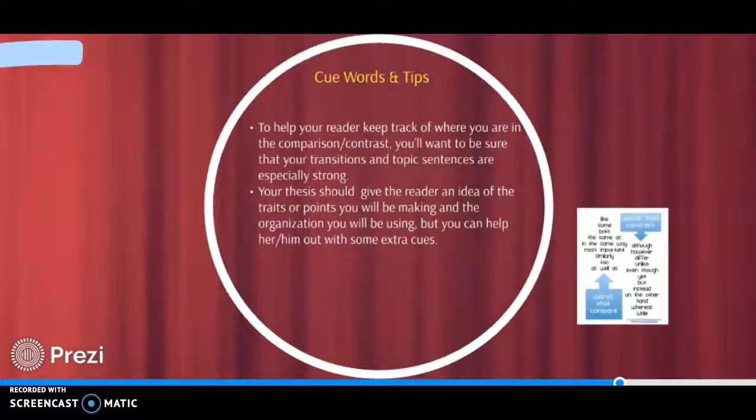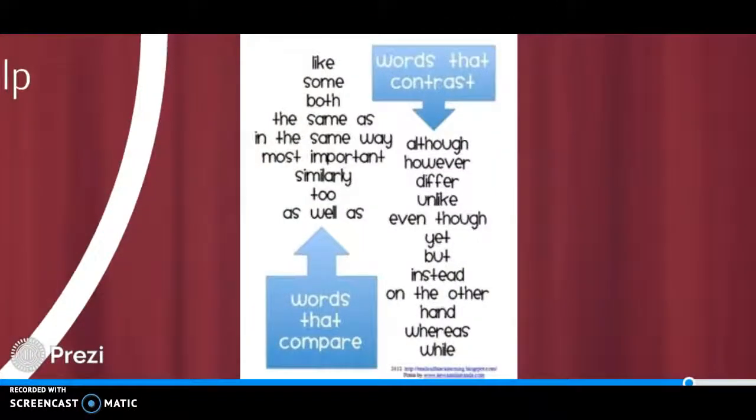There are some keywords and tips that you can use to help your reader keep track of where you are in a compare and contrast essay. You'll want to be sure that your transitions and topic sentences are especially strong. Your thesis should give the reader an idea of the traits or points you will be making and the organization you will be using. But you can help him or her out with some extra cues. And here are some examples. Words like some, both, the same as. Those are words that compare. Words that contrast: even though, instead, on the other hand.